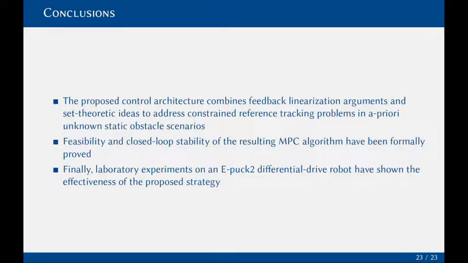In conclusion, in this research, a novel receding horizon controller for wheeled differential drive robots has been presented. The proposed control architecture combines feedback linearization arguments and set-theoretic ideas to address constrained reference tracking problems in a priori unknown static obstacle scenarios. Feasibility and closed-loop stability have been formally proved. Finally, laboratory experiments with the IEEE robot have shown the applicability of the proposed strategy.